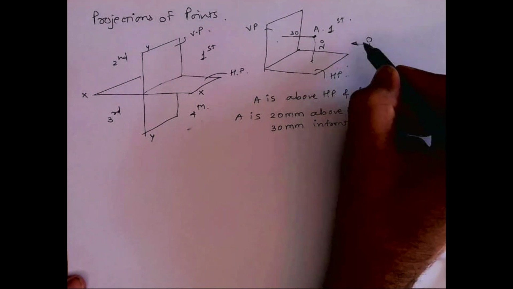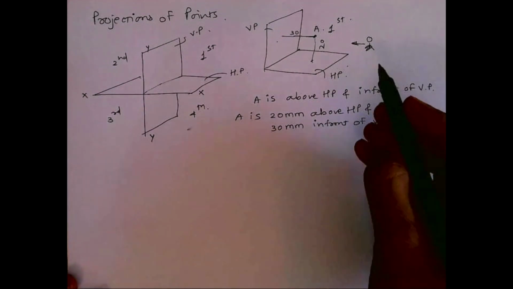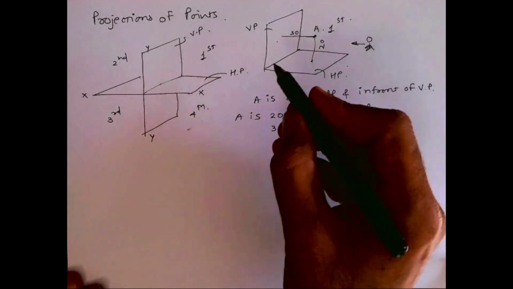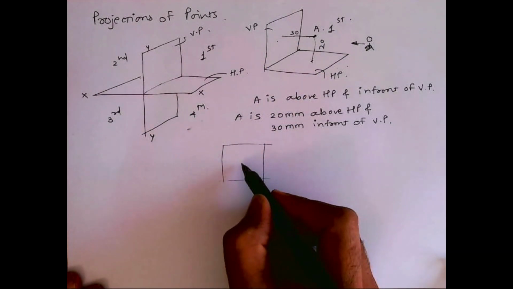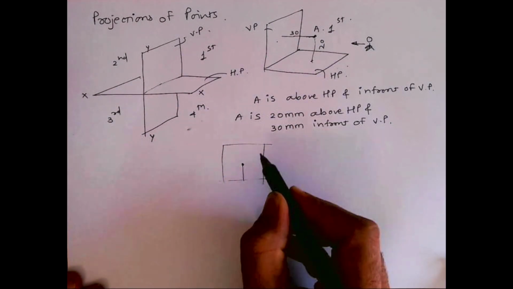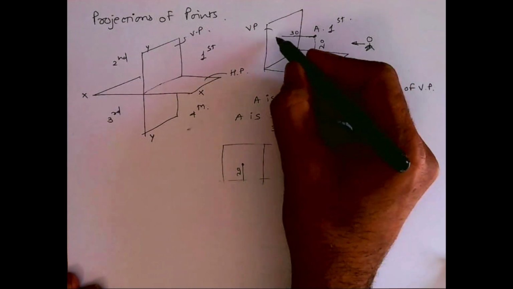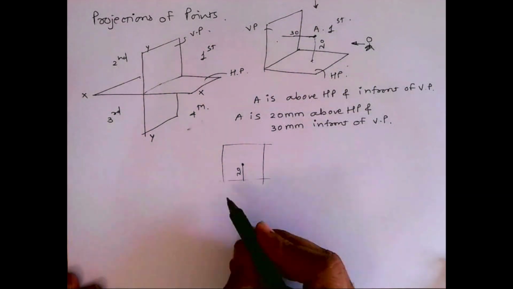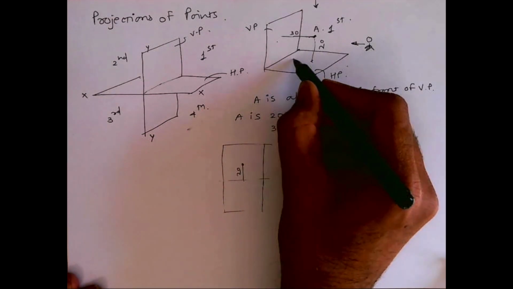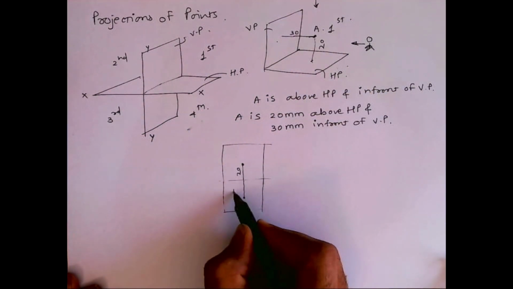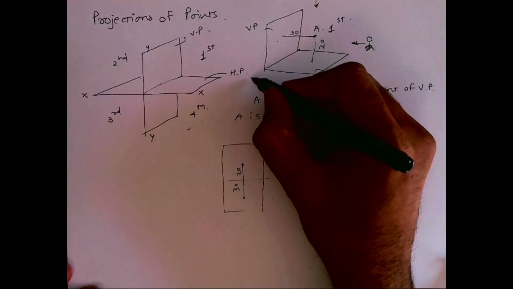Let's say observer is standing over here. When he will see from here, whatever he will see, that he will project on vertical plane. See from here. So I'm just drawing a plane, vertical plane, and observer will see point A over here. How much above? 20. And same way, when observer will see from the top, he will see that point. How much down? 30.